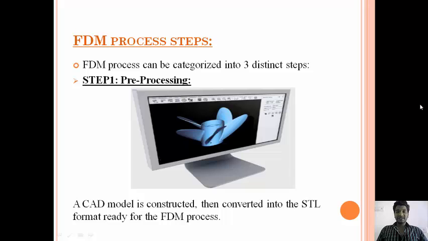Now, what is the FDM process? How can we categorize it? The FDM process can be categorized into three distinct steps. Step one is pre-processing. In pre-processing, we model the required part in modeling software such as CATIA, SolidWorks, etc. With the help of this model, we feed it into the FDM machine by converting it into an STL format.